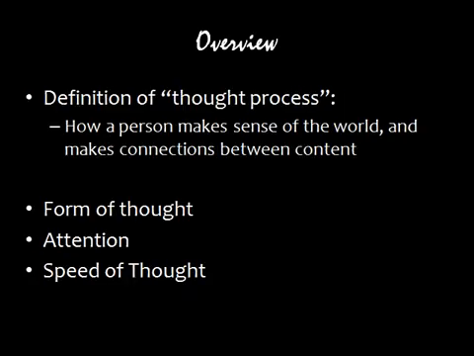The definition of thought process is how a person makes sense of the world and makes connections between content. Thought process has 3 elements: form of thought, attention, and speed of thought. The last 2 are going to be grouped together for this training. We'll look at form of thought first.